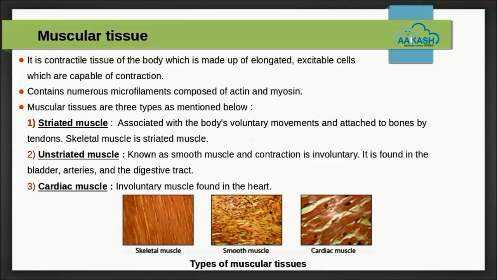Number 2. Unstriated muscle. They are known as smooth muscle and contraction is involuntary. It is found in the bladder, arteries and digestive tract. Number 3. Cardiac muscle. Involuntary muscle found in the heart. The given diagram shows the representation of different types of muscular tissues.